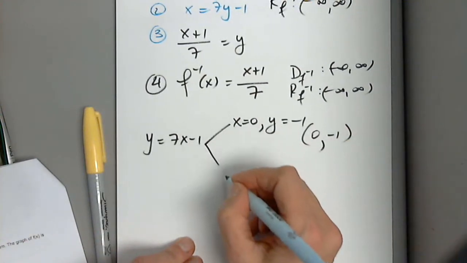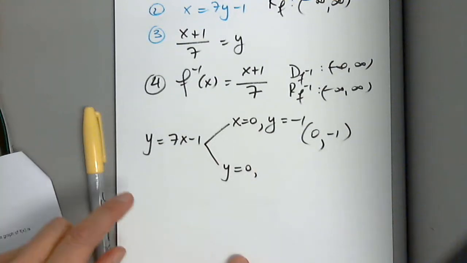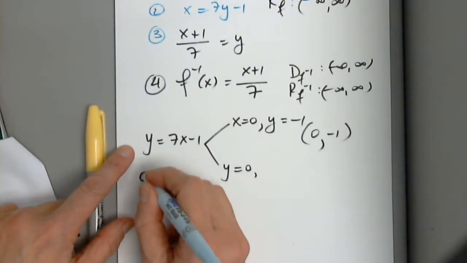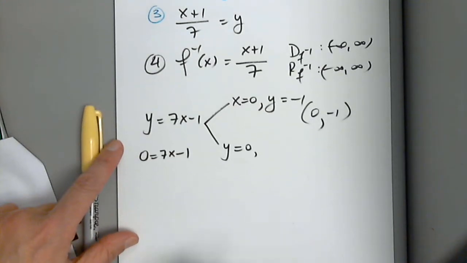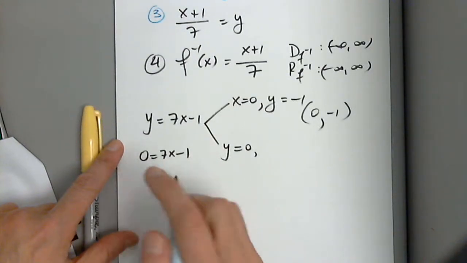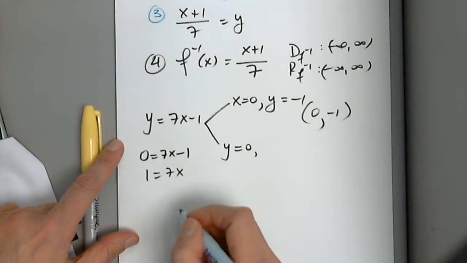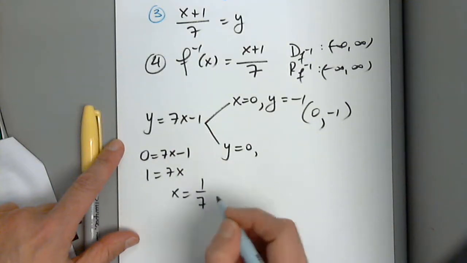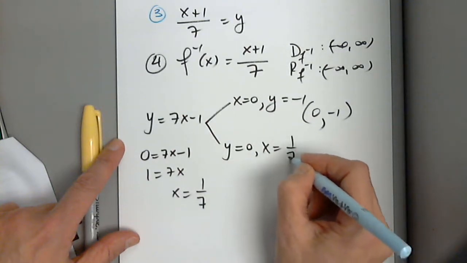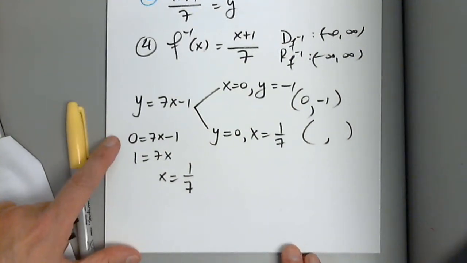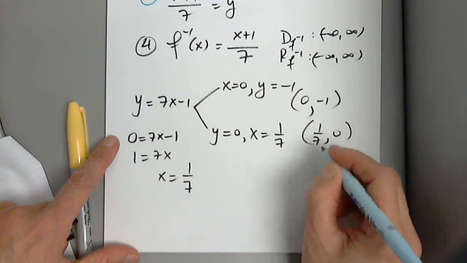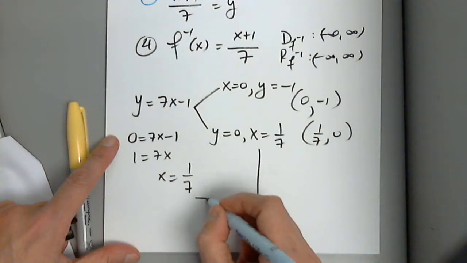perfect. Now when y is 0, so now let's replace y by 0. 0 equals 7x minus 1. I will move negative 1. I have 1 equals 7x, or x equals 1 over 7. What is the ordered pair now? 1/7, 0. So let's graph.